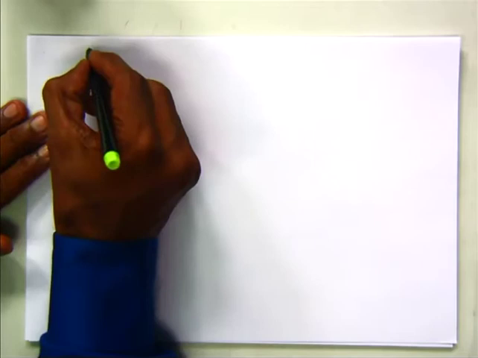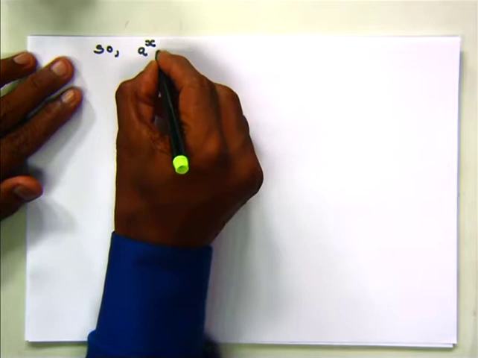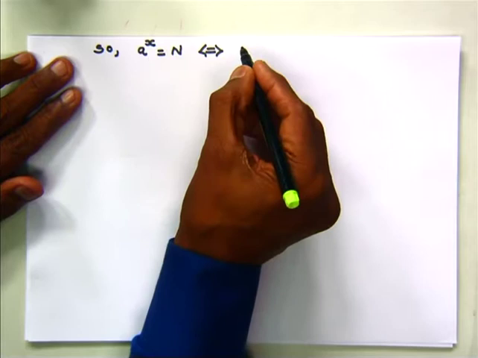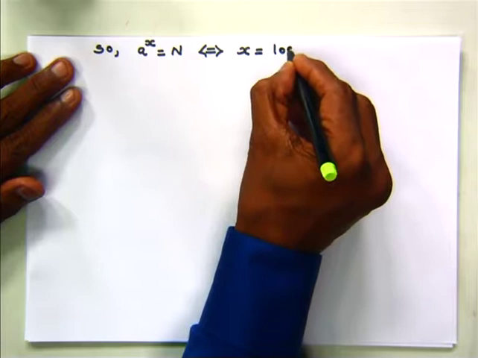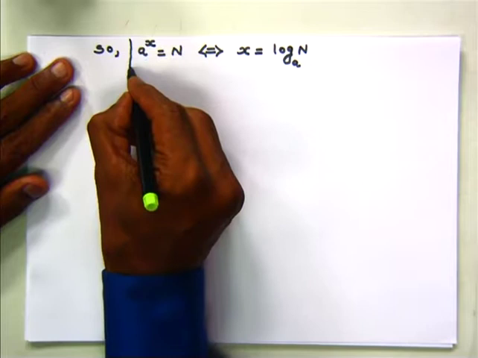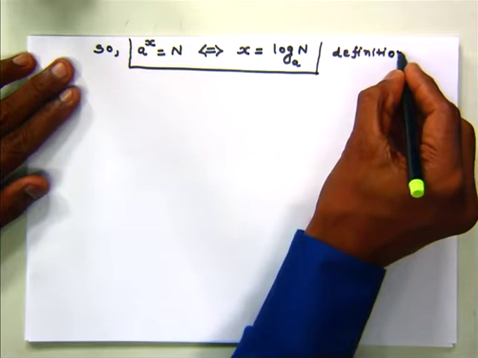So now we are ready with the definition: a raised to x is equal to n implies, and vice versa, that x is nothing but logarithm of n with respect to the base a. So as far as the logarithm is concerned, this will be treated as the definition.